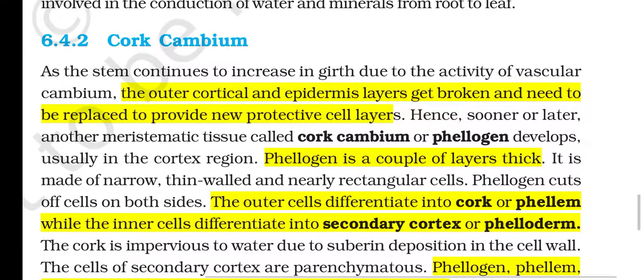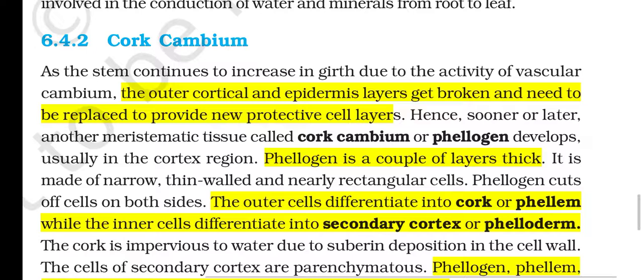6.4.2 Cork cambium. As the stem continues to increase in girth due to activity of vascular cambium, the outer cortical and epidermis layers get broken and need to be replaced to provide new protective cell layers. Hence, sooner or later, another meristematic tissue called cork cambium or phellogen develops, usually in the cortex region. Phellogen is a couple of layers thick. It is made of narrow, thin-walled, and nearly rectangular cells. Phellogen cuts off cells on both sides.